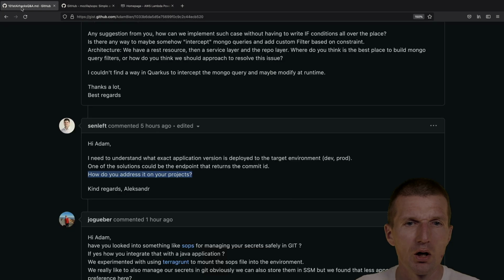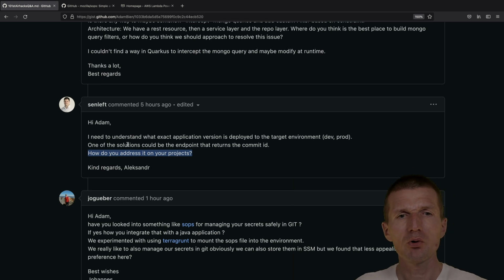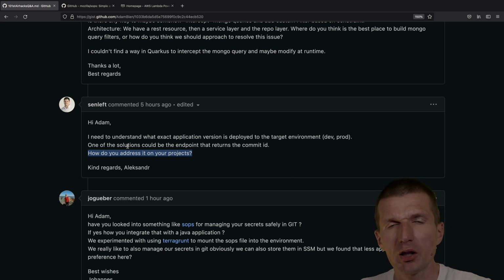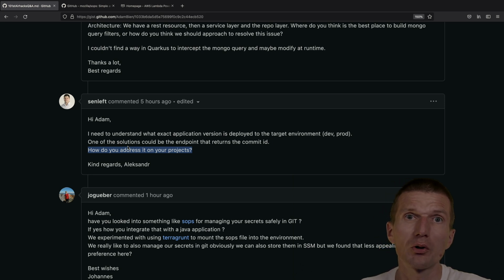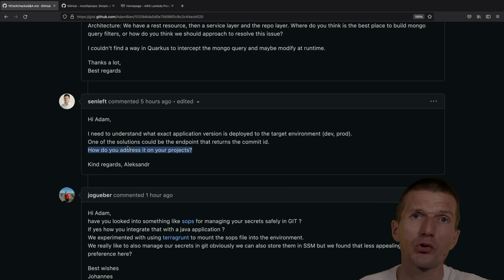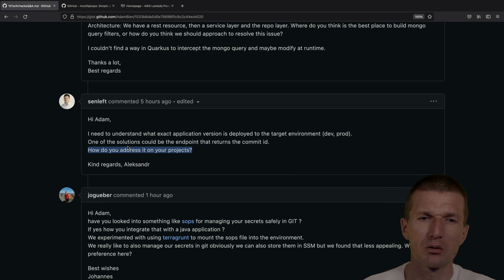So, Alexander, you could use a dedicated version endpoint. And I tend to use the health check endpoint. The reason being is it is usually also hidden, so the version info is not accessible from outside. For instance, in Quarkus, the health check is behind the Q namespace, which is hidden or not accessible from outside.